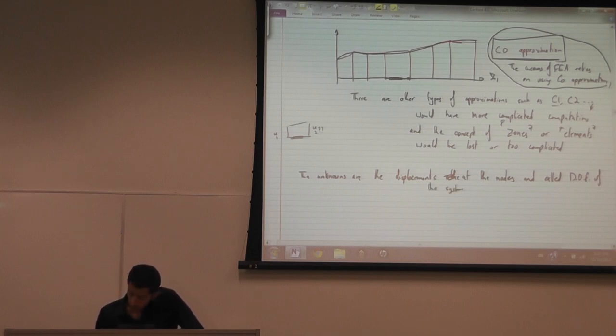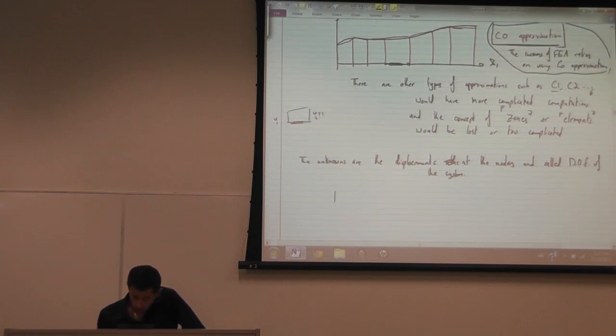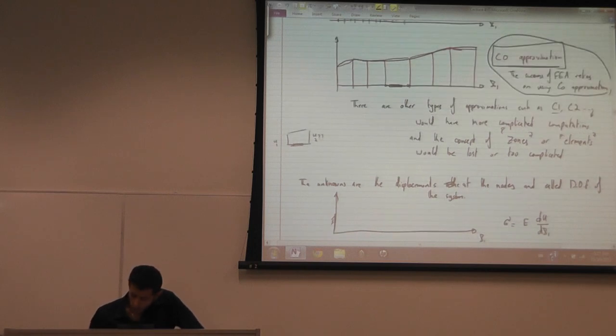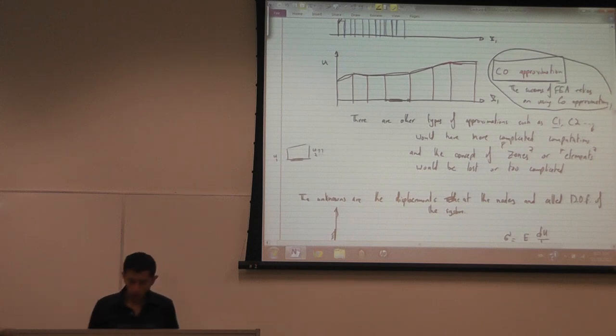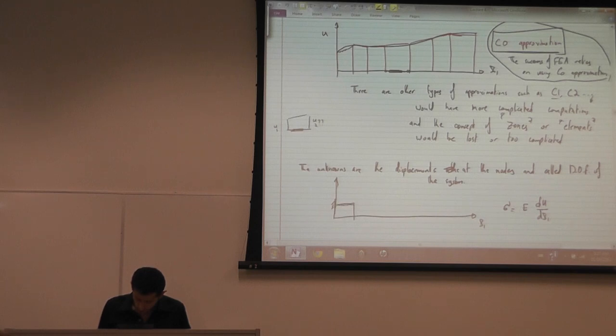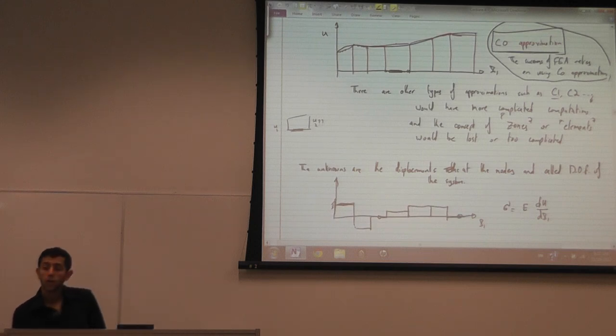Now, what happens when I try to find the stresses? The stress is equal to E du by dx. Now this was u. Du by dx is the slope. So let's look, this is a positive slope, so I will get a positive stress here. This is a negative slope, I'm going to get a negative stress here. This is a zero slope, I'll get zero stress here. Positive, even higher, maybe the same, zero. So what do you see in the stresses? The stresses are not continuous.